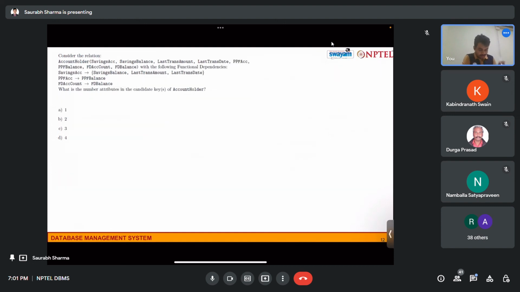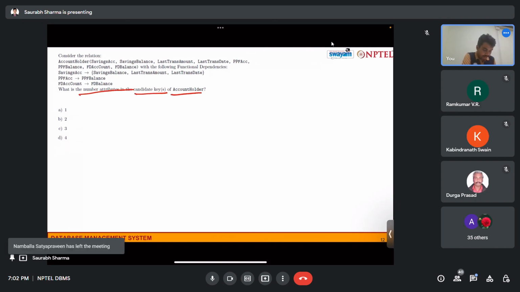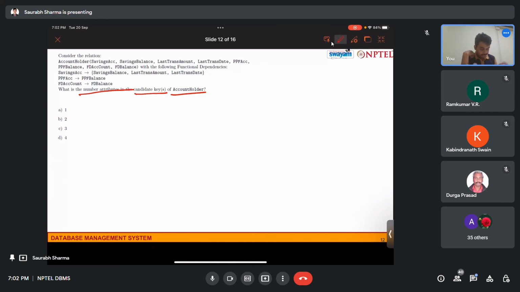Okay, so here it is asking the number of attributes in the candidate key or candidate keys of account holder. So just take the left hand side of the functional dependencies and take the closure. Take the minimal number of attributes, taking the closure of which we land on a final outcome. It means that if we take the closure of a minimal number of attributes and it is able to determine all the attributes given in the actual relation, then we can say that it is the candidate key.